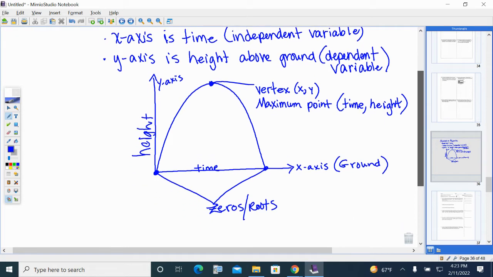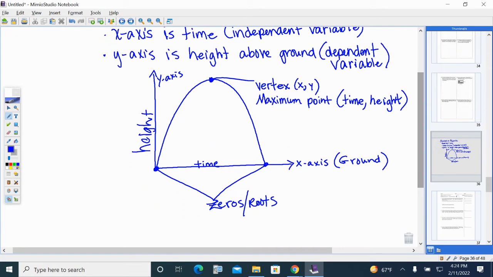I've got this picture, and this is just a very basic example. In quadrant 1, your x-axis is the ground, or might be water level. The y-axis is the height. And I've got a parabola drawn, and there are some very important parts here. The zeros, or the roots, are where that parabola is hitting the ground. So if I am kicking a football off of the ground, and it goes up into the air and comes back down to the ground, that would be an example.